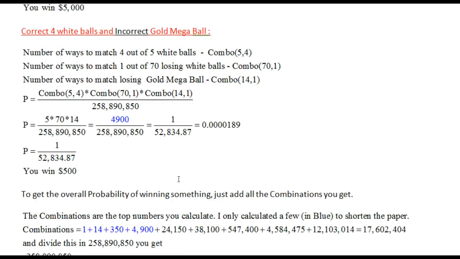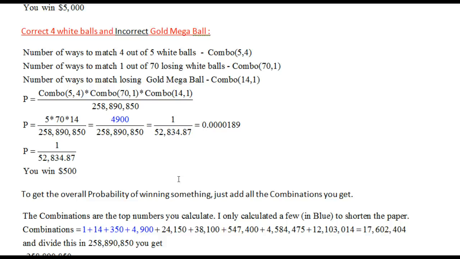Okay. Let's say we get the correct 4 white balls and the incorrect mega ball. And I'm giving you all these scenarios so you can do the remainder of the table. So the number of ways to match 4 out of 5 white balls is combo 5-4. We just did that one. And the number of ways to match 1 out of 70 losing white balls, we just did that one. And the number of ways to match the losing mega ball is 1 out of 14. We did that one before.